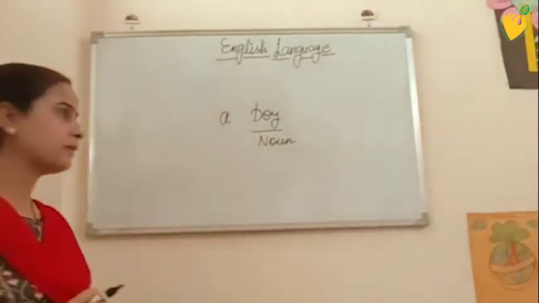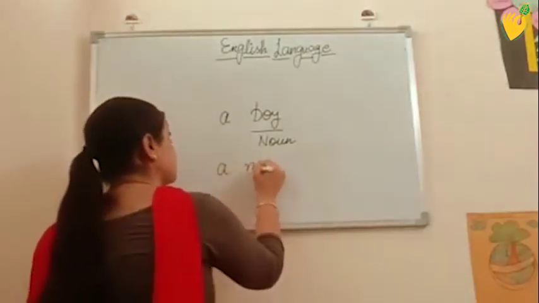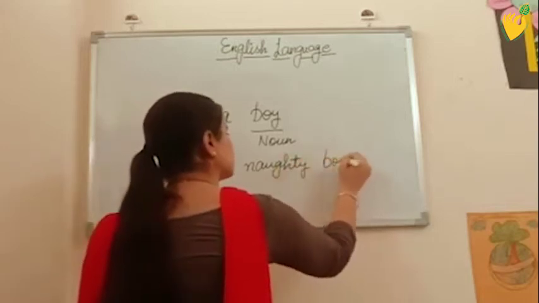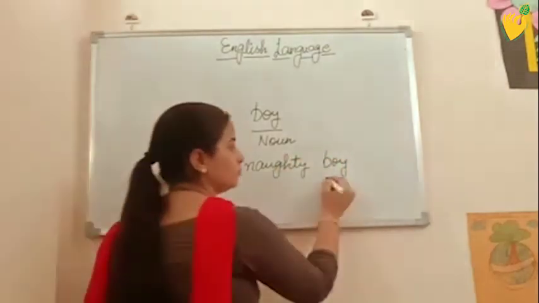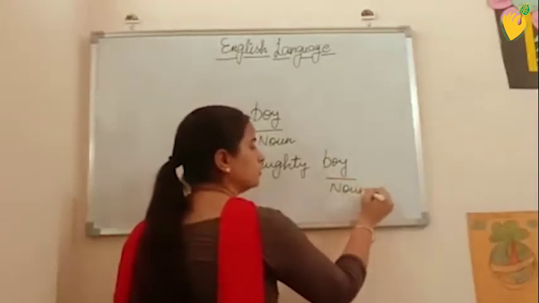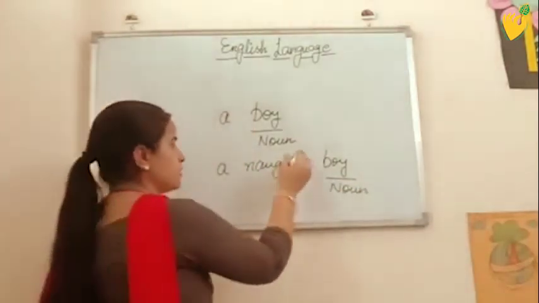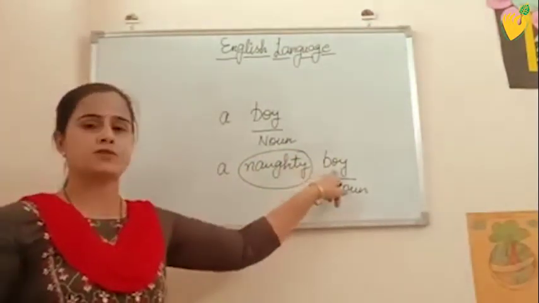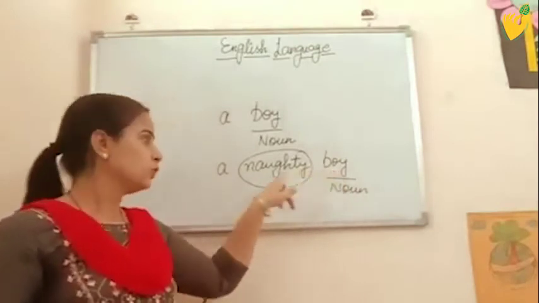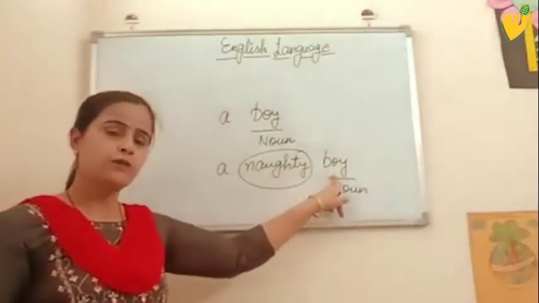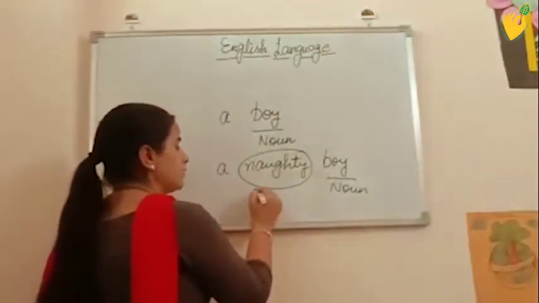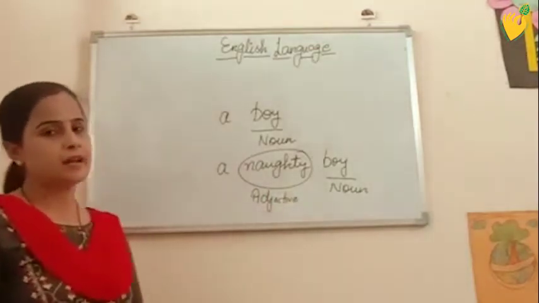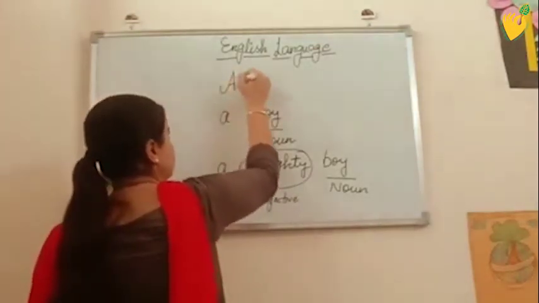Now I am writing one more example. Now, boy is a noun. What is the use of this word naughty? This word naughty is giving more information about this noun word. So the words which give more information about the nouns are known as adjectives. So today our chapter is adjectives.